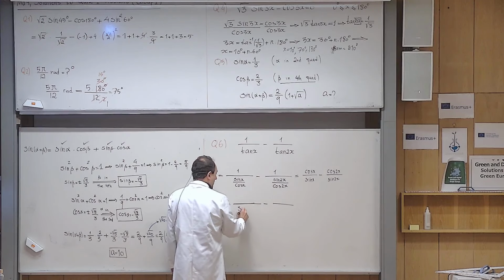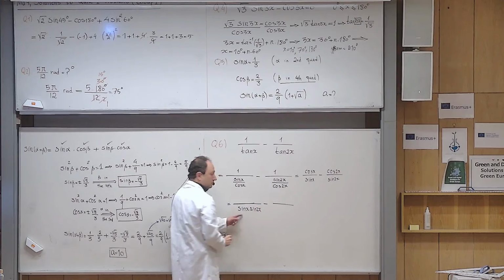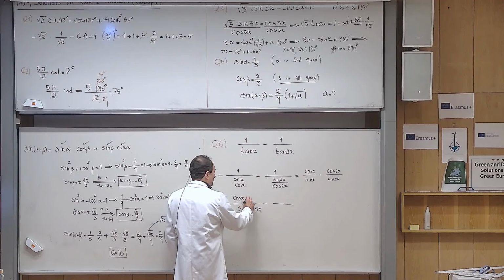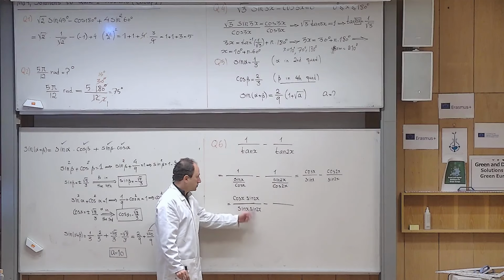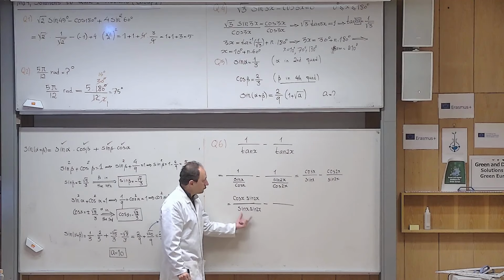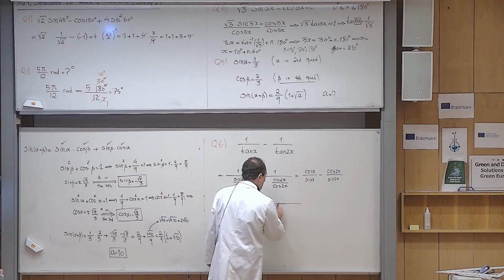I will rescale this first one with a sine 2x factor, yes? So this one also becomes multiplied by sine 2x. Is that understandable? Yes? Okay, because this one and that one are gone, I go back. But what is the benefit of that? If I do the same for the other one, then I will have two fractions with the common denominator.